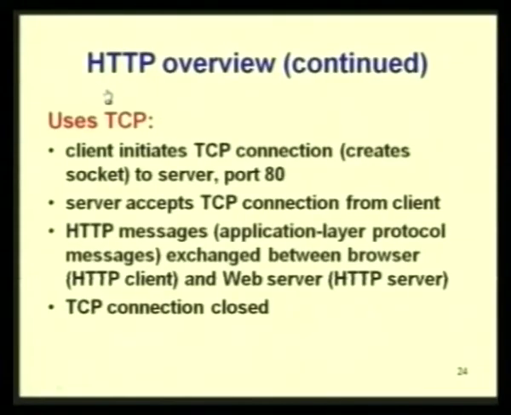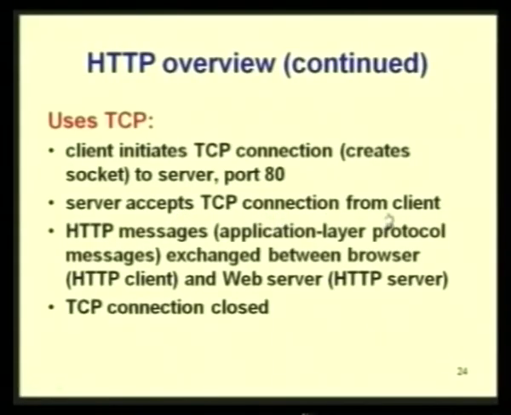Now, to look at how the HTTP protocol works in detail, let us first start with what transport layer protocol it uses. It uses the TCP protocol. So, let us look at how it uses the TCP protocol. When we have HTTP being used, a client process initiates a TCP connection, that is, it creates a TCP socket to the server at port number 80. Now, port number 80 is the standard port for the HTTP server. So, a client initiates a TCP connection to server port number 80, wherever the server is located. The server accepts the TCP connection from the client. Remember, TCP uses a three-way handshake, so this will take place.